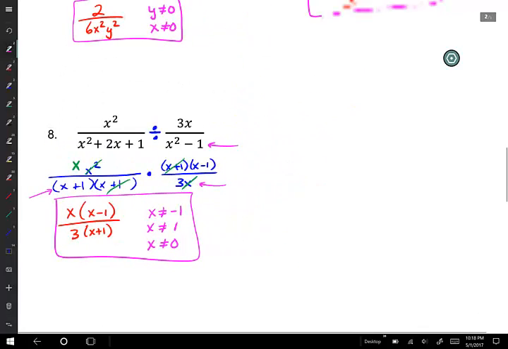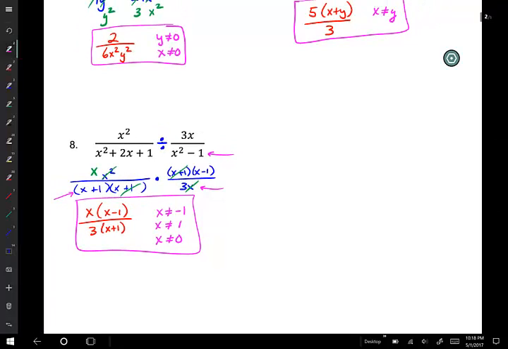So as we're reviewing this, our main idea is going to be factor, cancel those factors, and then state what values would make the denominator equal to 0.